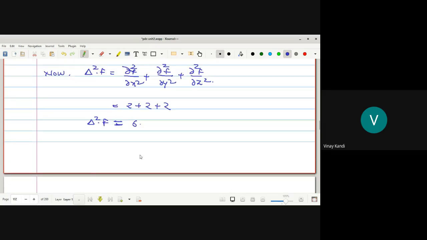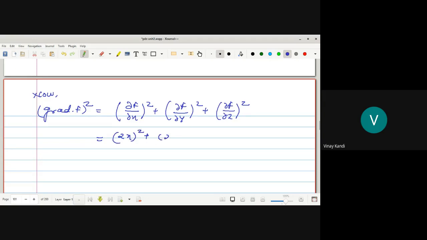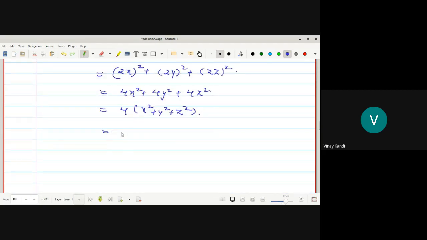Okay, now find gradient of f square. Now gradient of small f, bracket square, is equal to (∂f/∂x) bracket square plus (∂f/∂y) bracket square plus (∂f/∂z) bracket square, which is equal to (2x) square plus (2y) square plus (2z) square, which is equal to 4x square plus 4y square plus 4z square, which is equal to 4 into (x square plus y square plus z square), which is equal to 4 into r square.